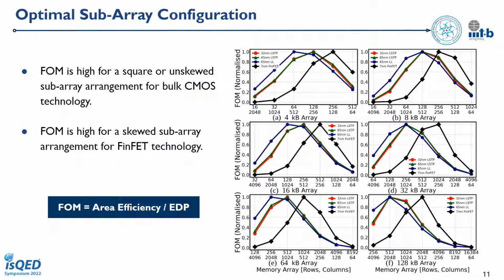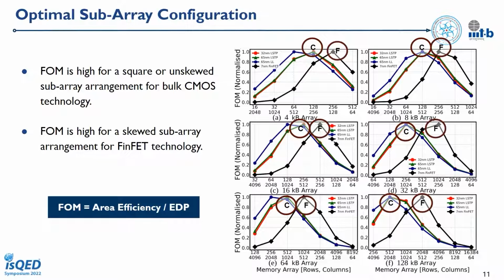We present the results for 7 nanometer FinFET, 32 nanometer and 65 nanometer bulk CMOS technology nodes. Here we can see that FOM is high for a square or unskewed subarray arrangement for bulk CMOS technology, whereas for FinFET technology nodes, FOM is high for a skewed subarray.